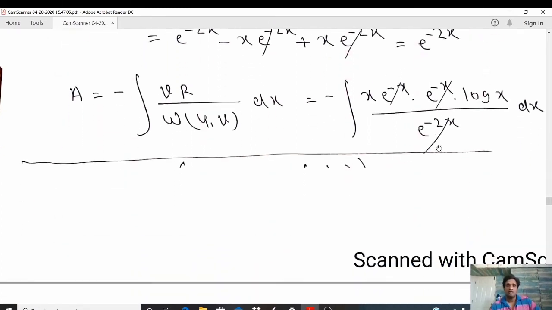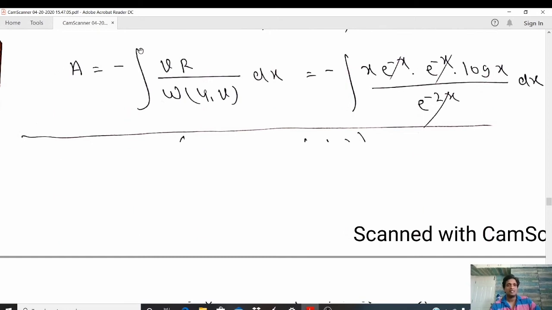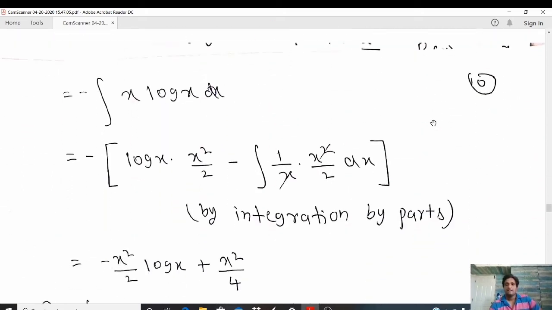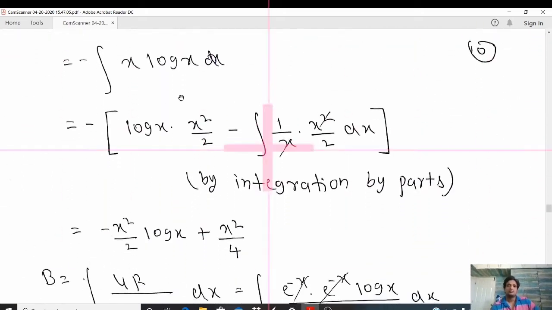So a is equal to minus integral of v r by the Wronskian of u comma v dx, is equal to minus, v is x into e power minus x, and r, which is given in the problem, is e power minus x log x. The Wronskian w of u comma v, you can write e power minus 2x. In the numerator e power minus x times e power minus x becomes e power minus 2x. So I have cancelled here, and it is minus the integral of x into log x.